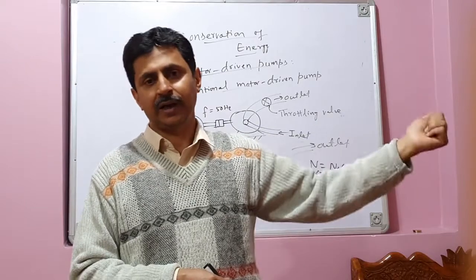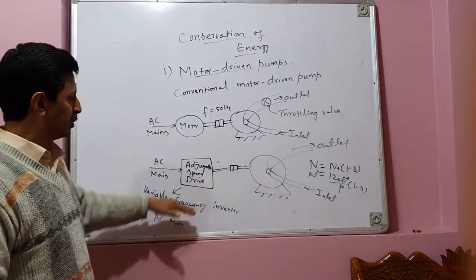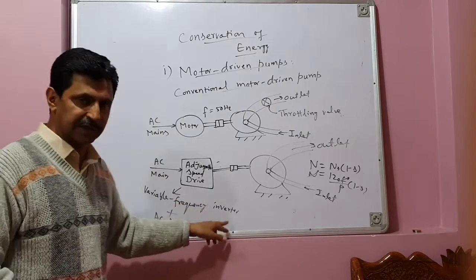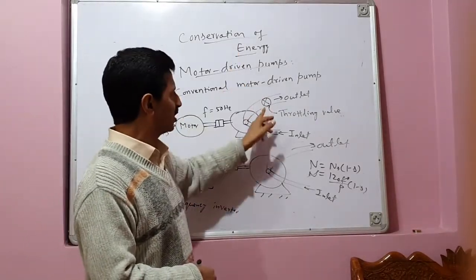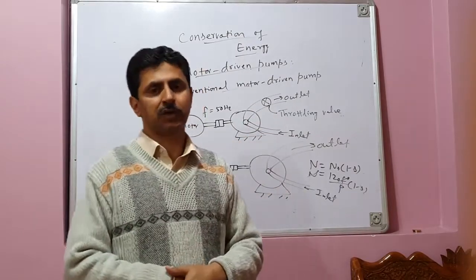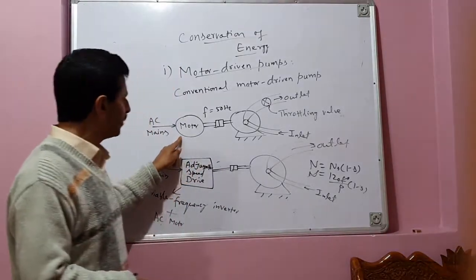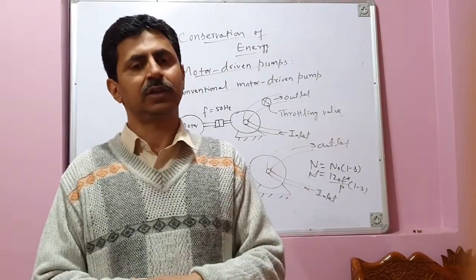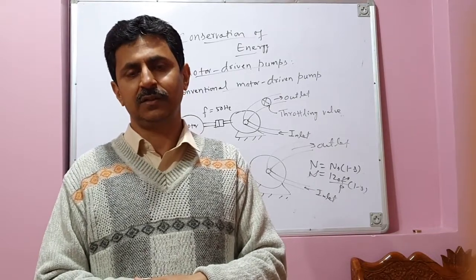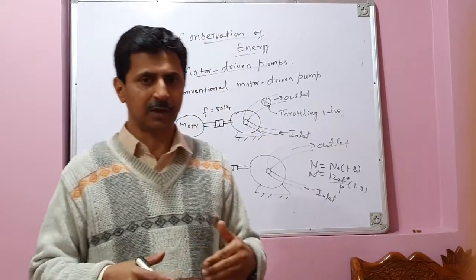So therefore, with the help of modern motor-driven pumps using power electronics, the variable frequency inverter, we are removing the major losses which are there because of the presence of the throttling valve. This is a single speed motor. Here we have a variable speed motor, and therefore there is conservation of energy. So this is one application where you have seen how power electronics saves energy, it conserves energy.